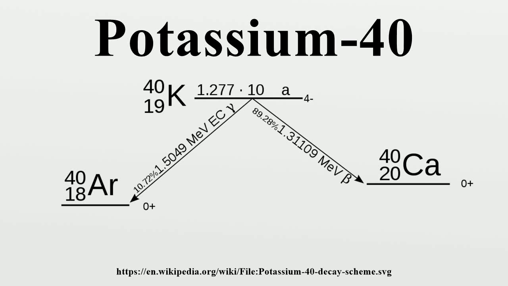Potassium-40 is a radioactive isotope of potassium which has a very long half-life of 1.251 times 10^9 years. It makes up 0.012% of the total amount of potassium found in nature. Potassium-40 is a rare example of an isotope that undergoes all three types of beta decay.